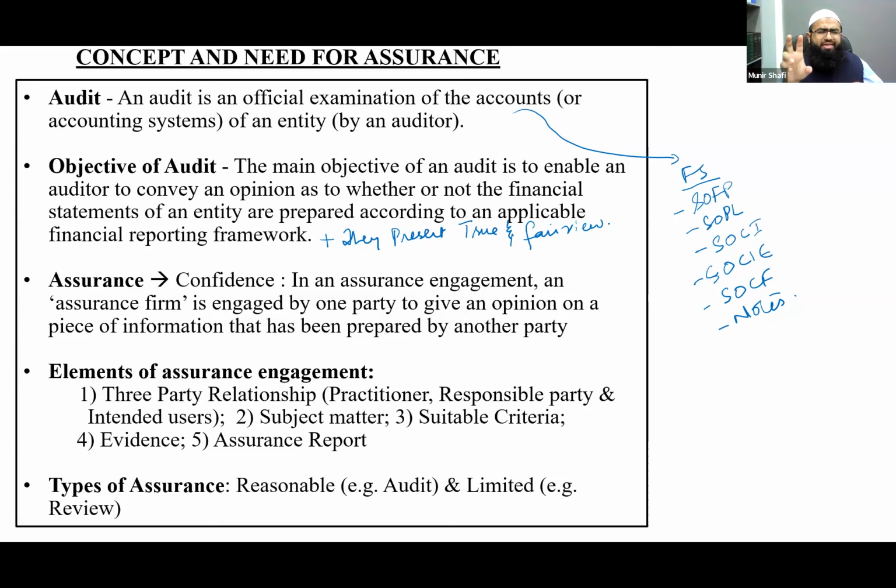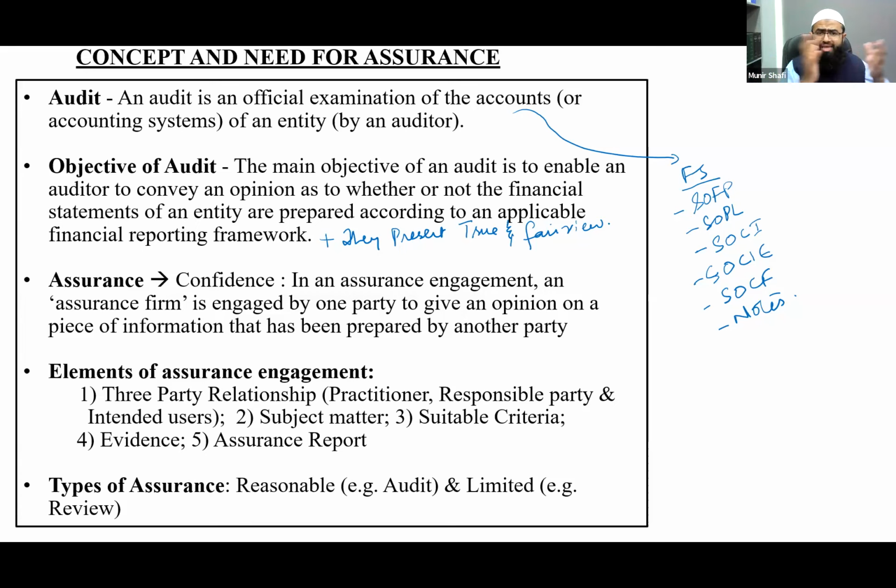So what does the auditor do? The auditor basically adds trust to the financial statements. The auditor adds trust to that process. The auditor reviews that set of financial statements and gives the opinion that these financial statements present a true and fair view. That's confidence. That's called assurance.